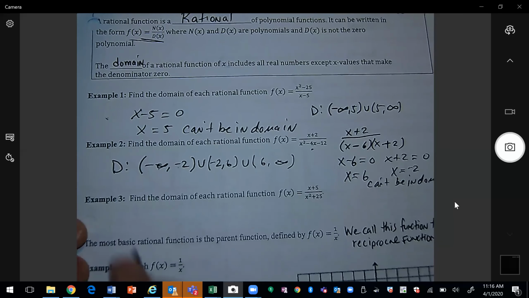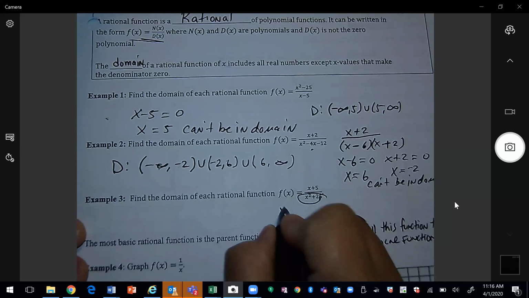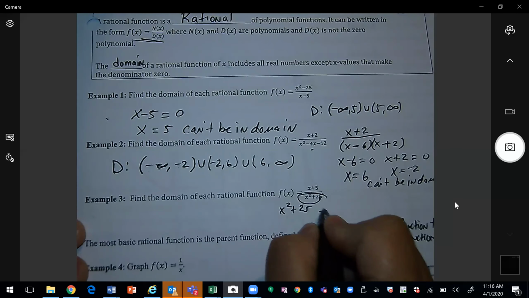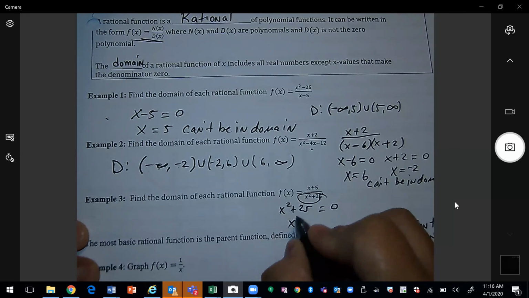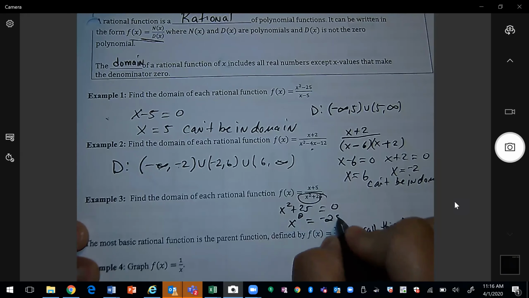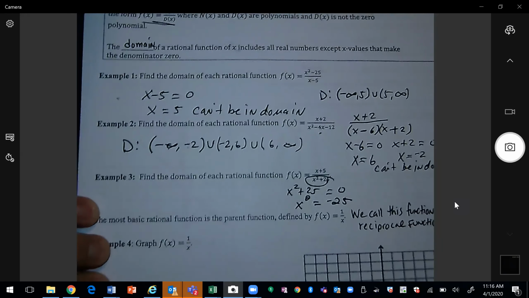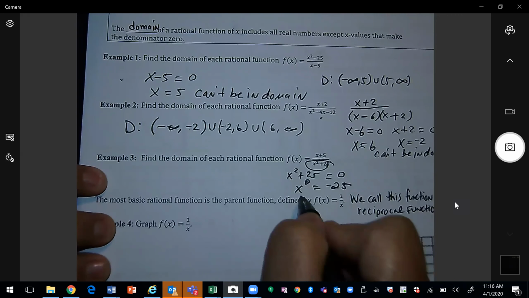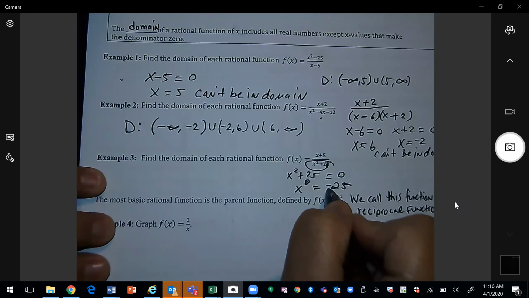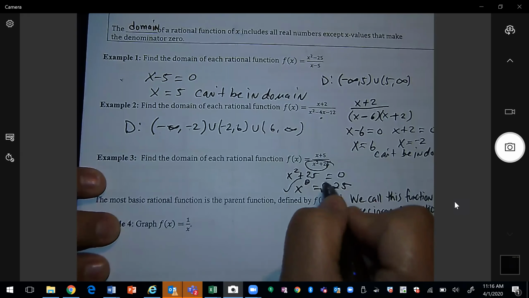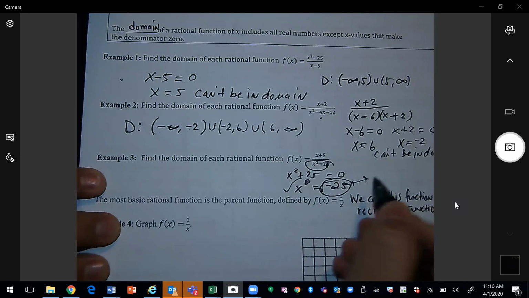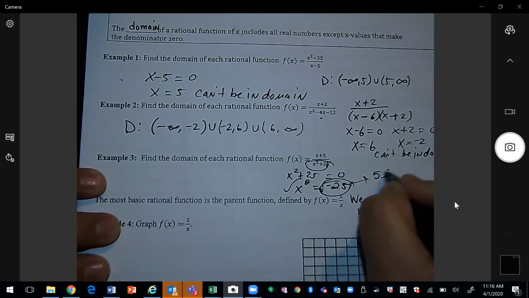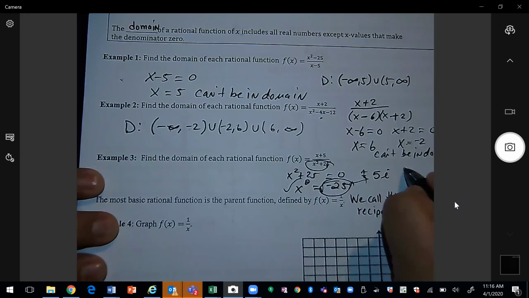So here we have in the denominator, x squared plus 25. If I set it equal to 0, I get x squared equals negative 25. And here, since it has a negative, if we take the square root, then this becomes 5i, plus or minus 5i. So this is an imaginary number.